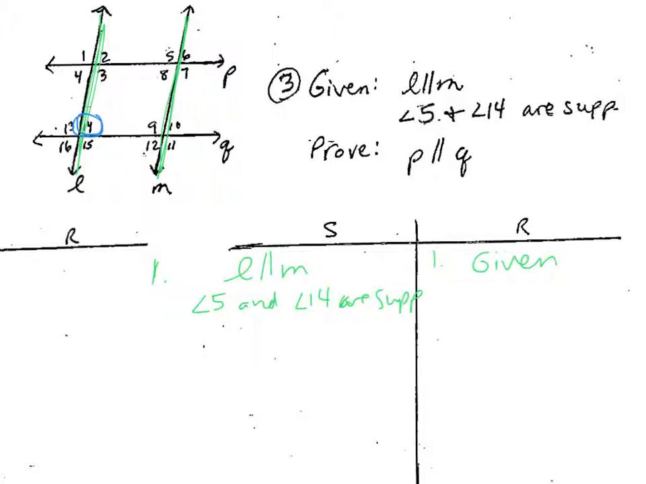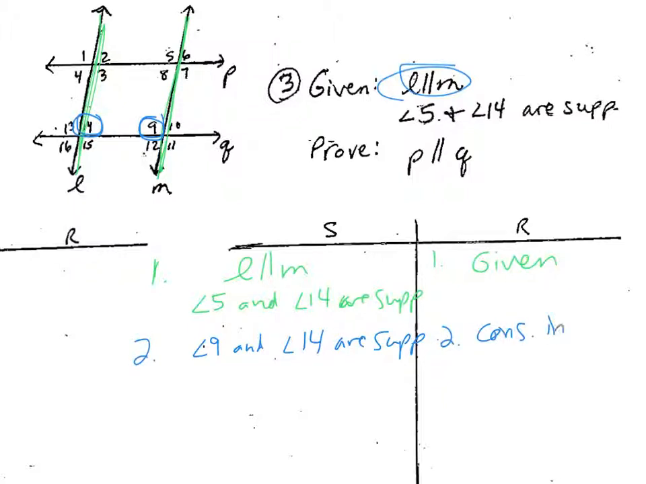So I'm going to specifically use the fact that L is parallel to M, and I'm going to find my consecutive interior angle pair here. Because L and M are parallel, again, only using the bottom half of my picture, I'm not even using the top there, I know that angle 9 and angle 14 are supplementary. So that's going to be my second statement, and I'm using right there the consecutive interior angle theorem to make that statement.